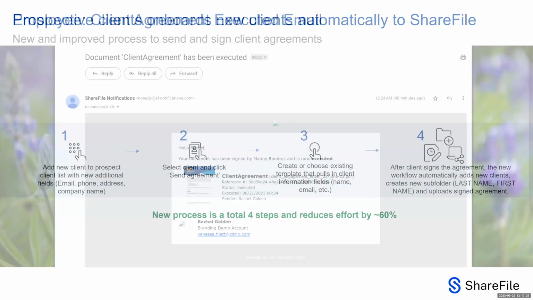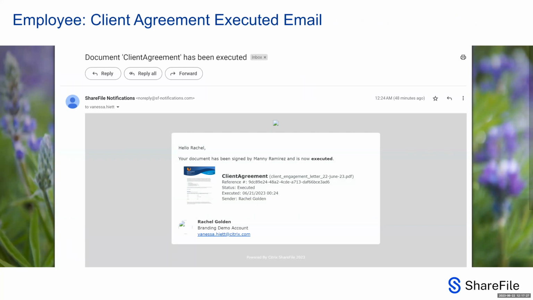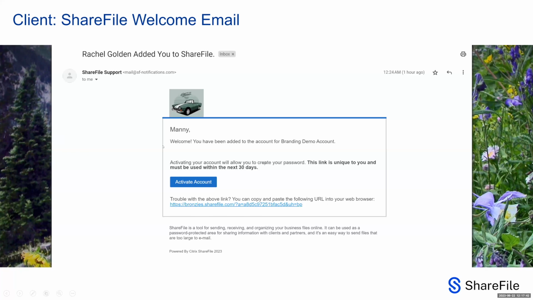And just so you're wondering, what does that look like when everything's done? There'll be confirmation emails sent to you and the client. So from the employee view, they'll see that the document is executed. And again, you'll be able to see the client added to the portal. And for the client, they're going to receive a welcome email to ShareFile. So this is going to help them activate their account in ShareFile, set up their password. And when they log in, they'll be able to view the folders that they have access to.